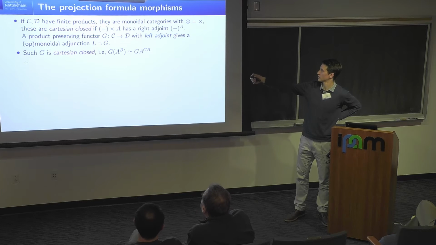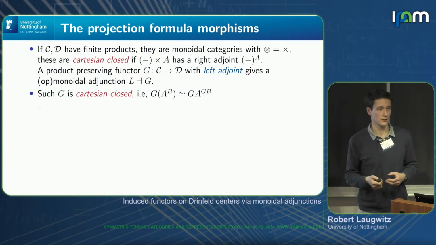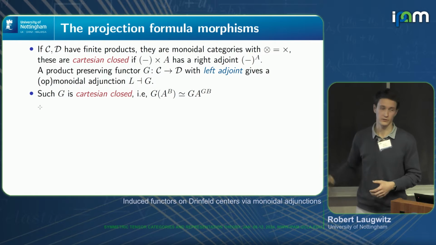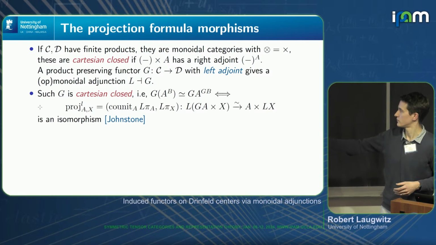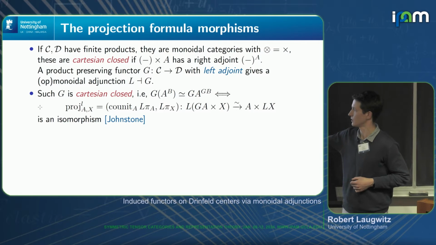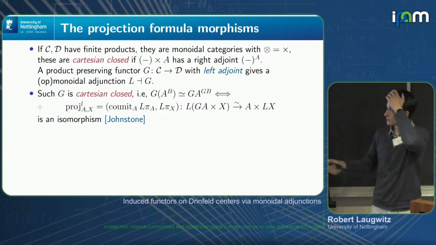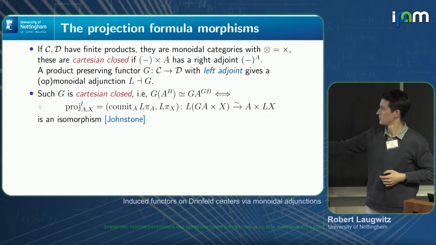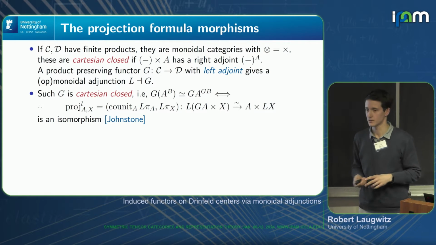if it preserves these right adjoints of tensoring. This is an additional assumption. Not every product-preserving functor does this automatically. And if that's the case, then that's actually equivalent to the projection formula morphism being invertible here. And in this setup, the projection formula morphism is just something you get naturally out of the universal property of product objects. And this is, for example, written in Peter Johnstone's book Sketches of an Elephant. So this is also an example.